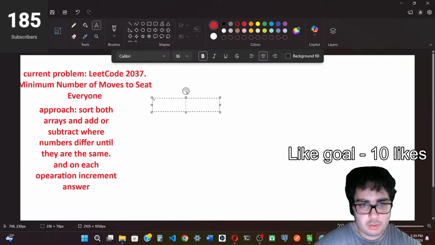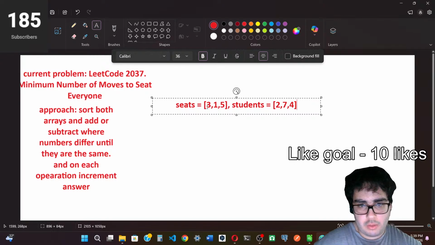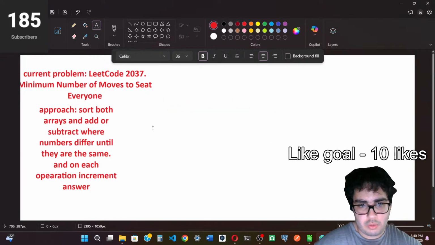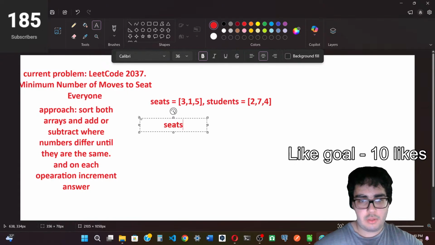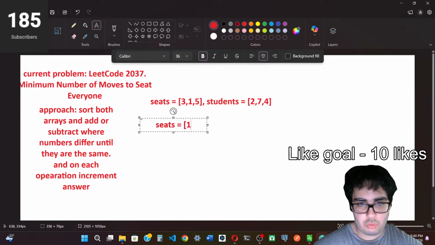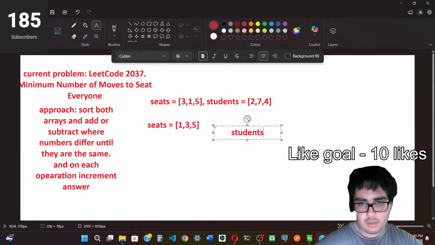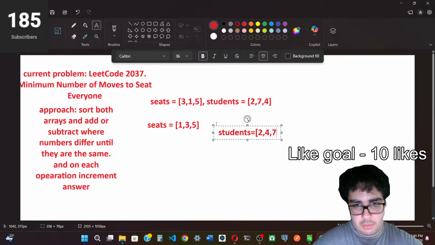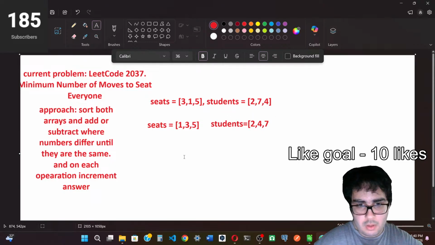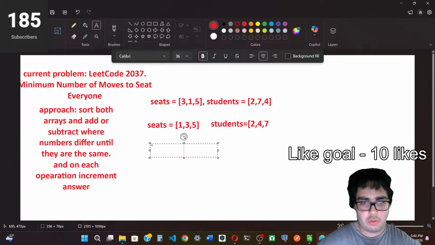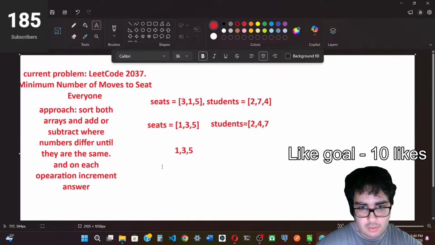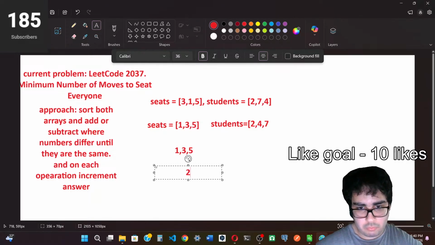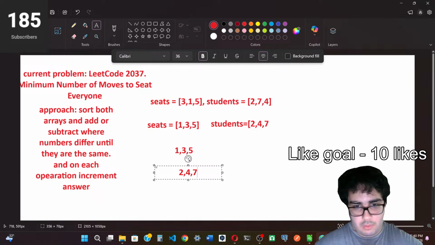So why does this work? Well, we have our arrays of seats and students. Let's sort them. So seats, after sorting, becomes 1, 3, and 5. And students, after sorting, becomes 2, 4, and 7. So where do these arrays differ? We have 1, 3, and 5, and then we have 2, 4, and 7.